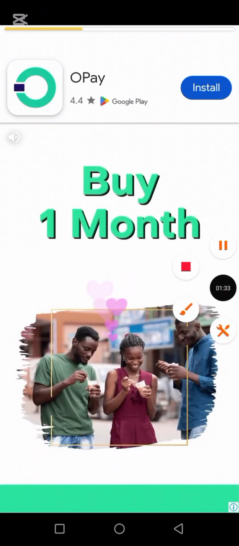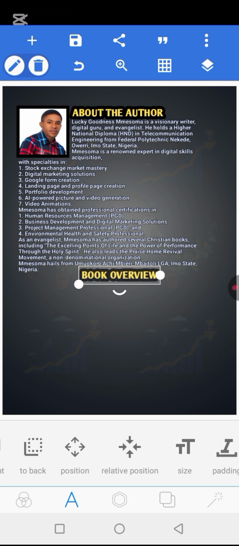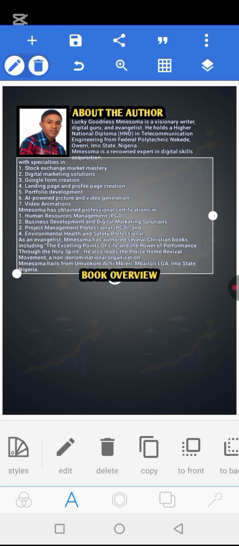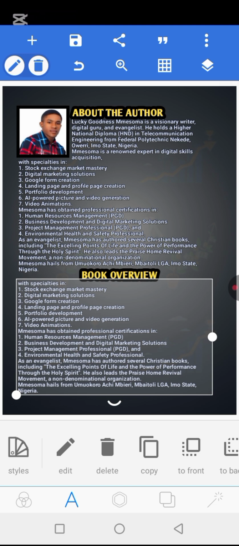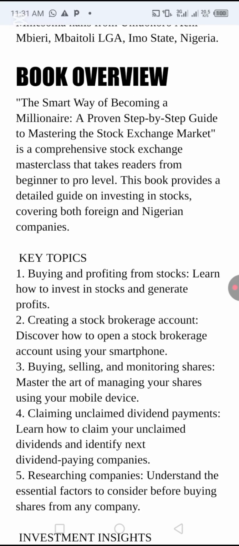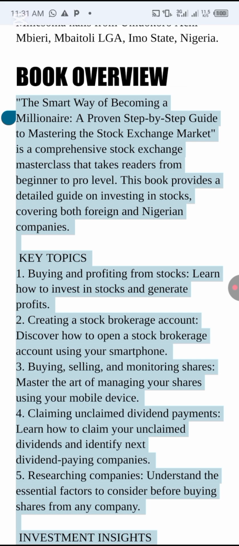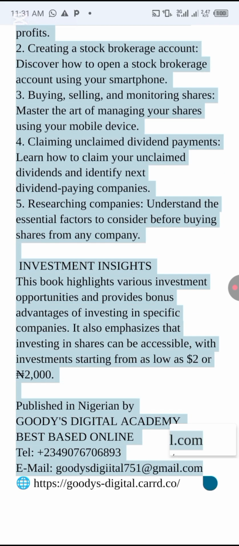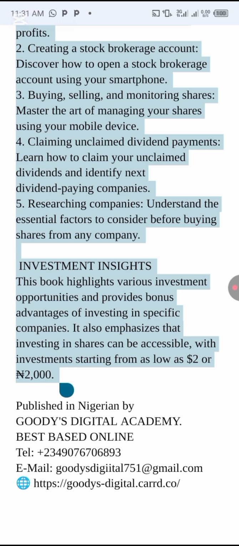Forget about this part. Then click here to go back. Right. Now we have book overview. The next thing is to copy this. Let's copy this, then keep it under here. Now let's go and copy the next thing we need. So the next thing we need is this. Alright, so we have copied it.